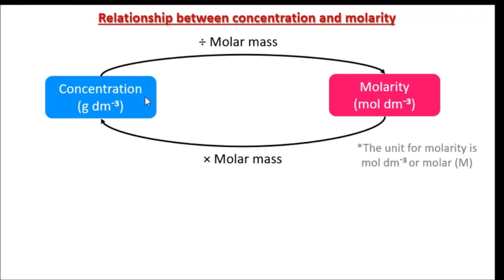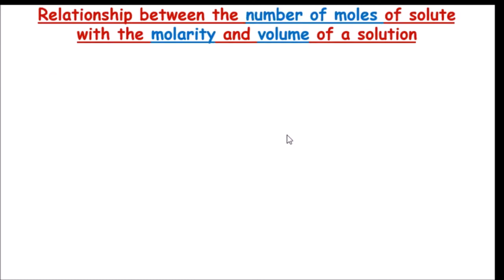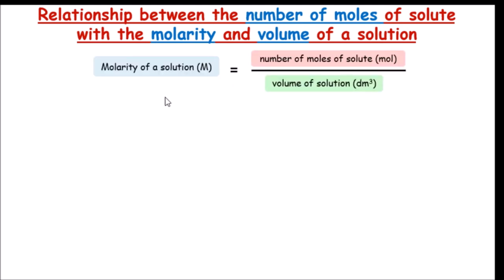This is the relationship between the concentration and molarity. Concentration in the unit of gram per dm cube, want to change to molarity in mole per dm cube, you need to divide by molar mass. And molarity in mole per dm cube, you need to change back to the concentration in gram per dm cube, you need to times molar mass. Always remember this relationship between the gram per dm cube and the mole per dm cube. And this relationship between the number of mole, molarity, and the volume.